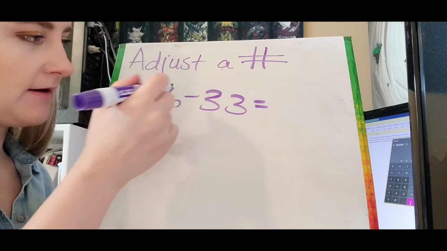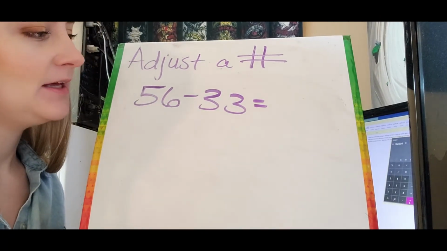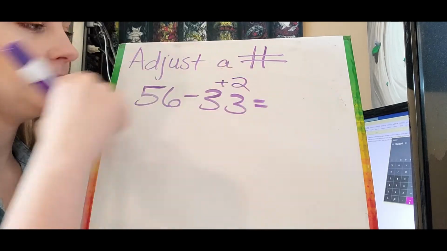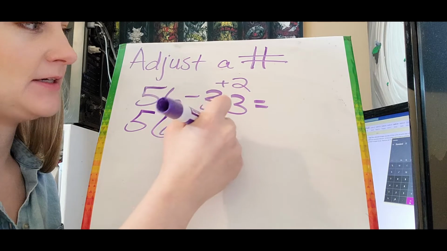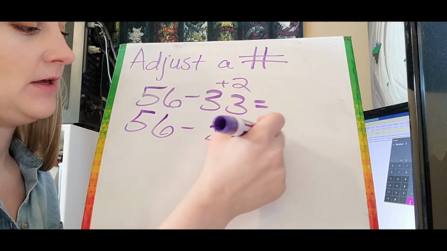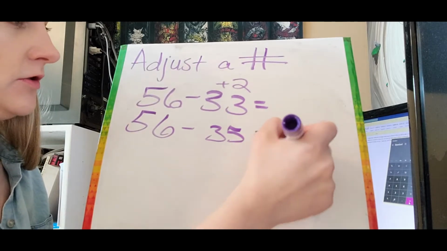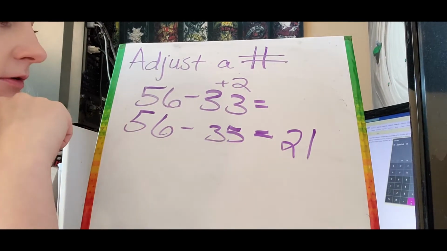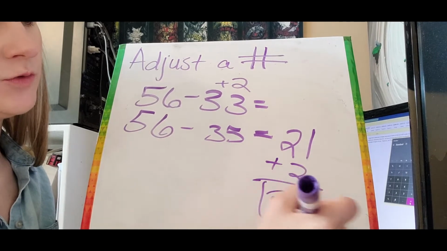Okay, let's say we have 56 minus 33. Now I'm going to add 2 here, which is going to give us 56 minus 35. And that is going to give us 21. And then we have to add the 2 back, which gives us 23.